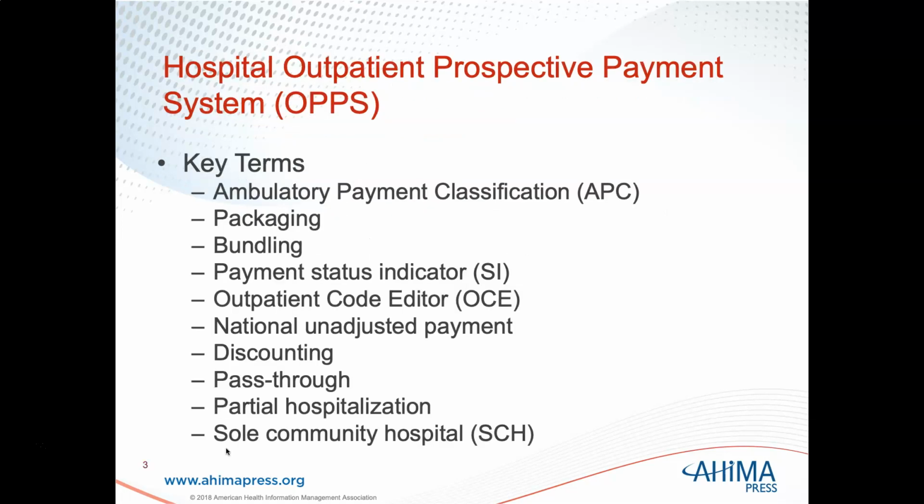Some key terms you're going to need to know are APC, ambulatory payment classification, packaging, bundling, payment status indicator, outpatient code editor or OCE, national unadjusted payment, discounting, pass-through, partial hospitalization, and sole community hospital. So make sure you are familiar with those.